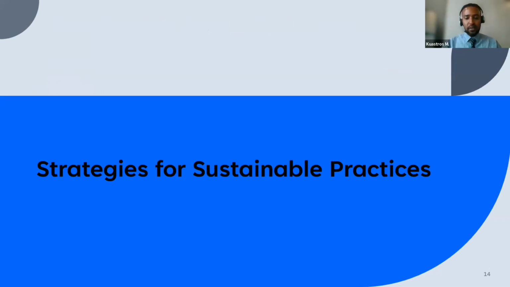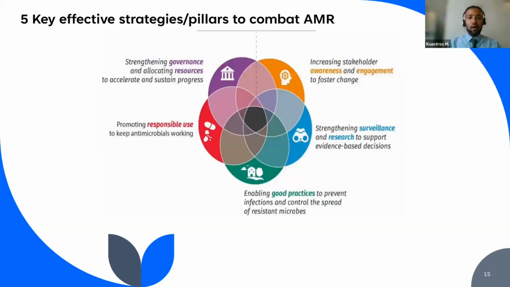So we have discussed antimicrobial resistance. We have discussed the use, how it looks globally. And so we have seen the problem. We have seen the driving factors for the problem. So what are some of the strategies for sustainable practice to really combat AMR? Globally, the quadripartite suggests 5 key effective strategies, or 5 key pillars, to combat AMR.